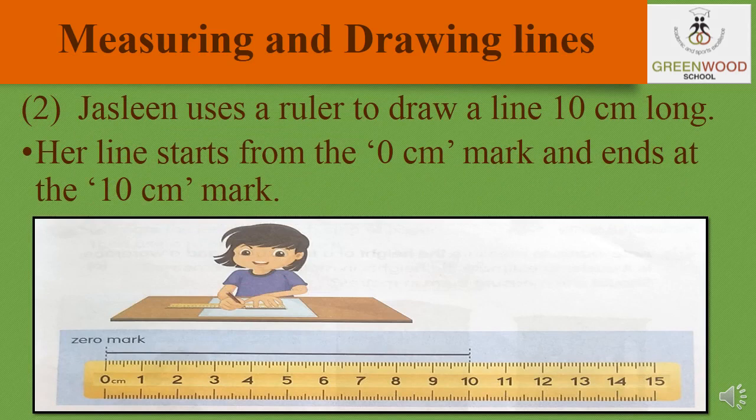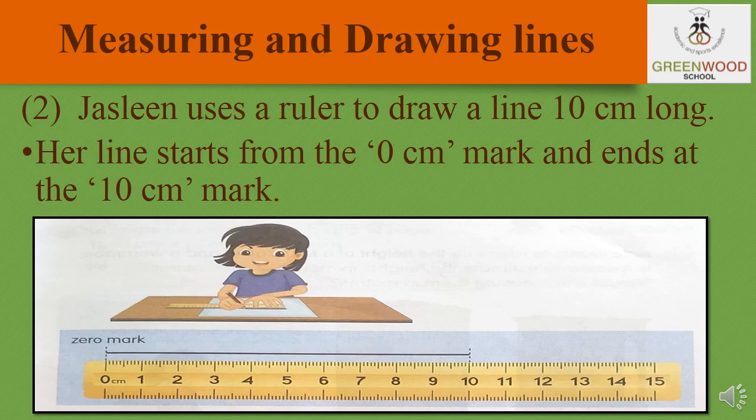Jocelyn uses a ruler to draw a line 10 cm long. First take a ruler, place it on the paper. Take a pencil in your hand. Draw a mark or a small dot near the 0 number because the line always starts from 0. Now as we have to draw a 10 centimeter line, we'll draw another marking or dot at the number 10.